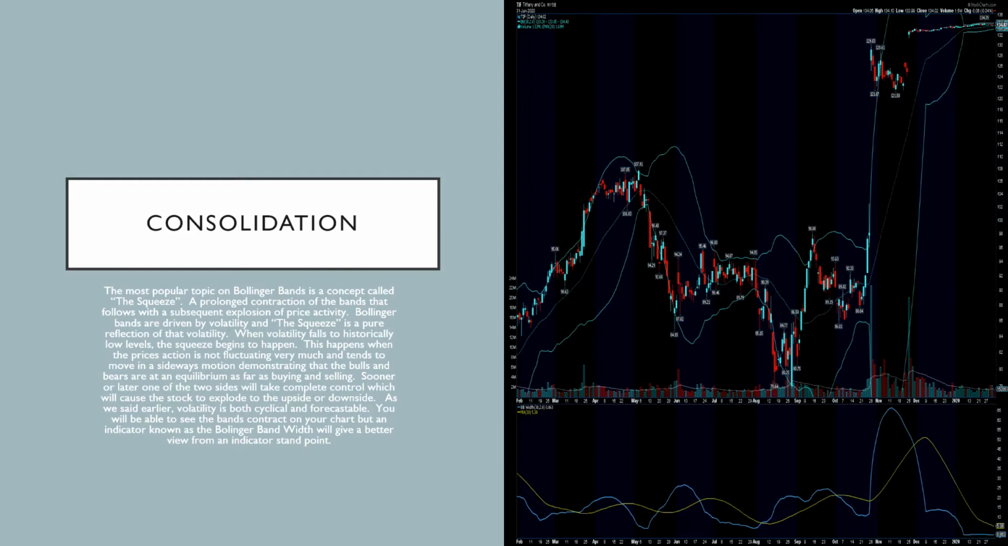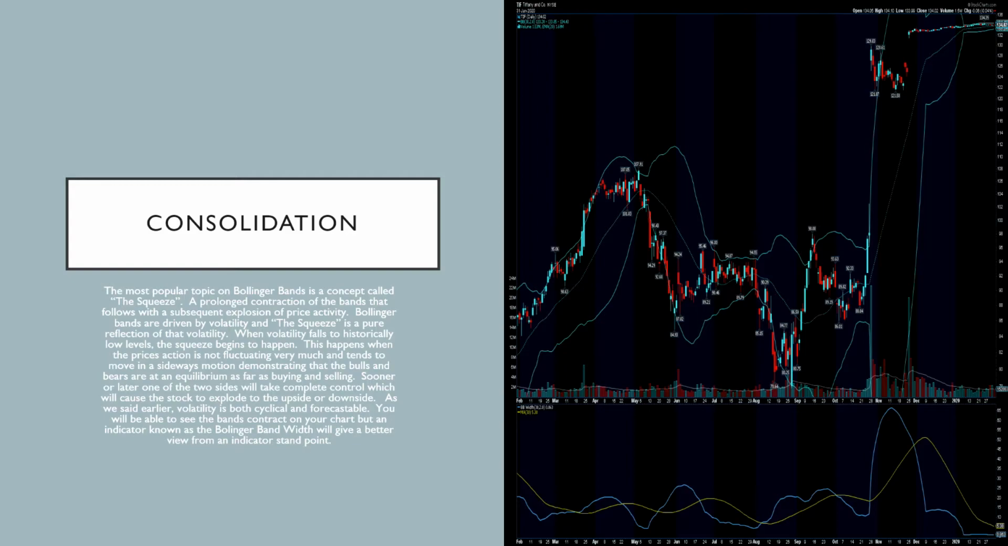Now, a prolonged contraction of the bands; contraction is when the bands are beginning to tighten, as you can see here. The bands were volatile, and then they begin to squeeze on the price action right in this area. So that's a contraction: a prolonged contraction of the bands that is followed by a subsequent explosion of price activity. That's the squeeze. Bollinger Bands are driven by volatility, and the squeeze is a pure reflection of that volatility.